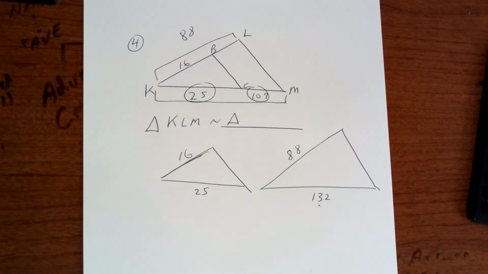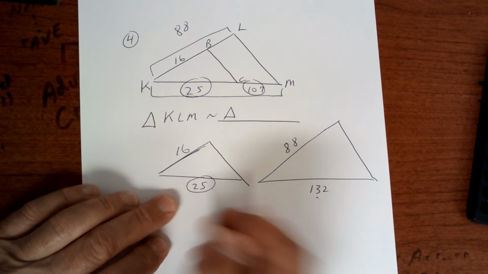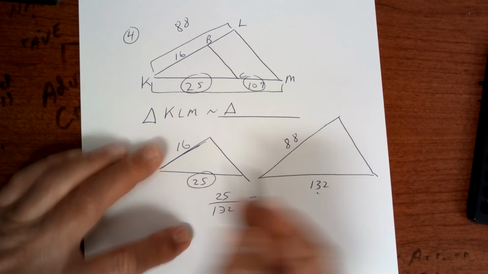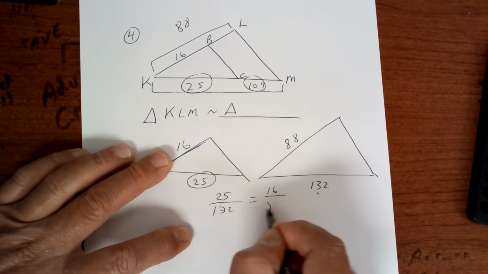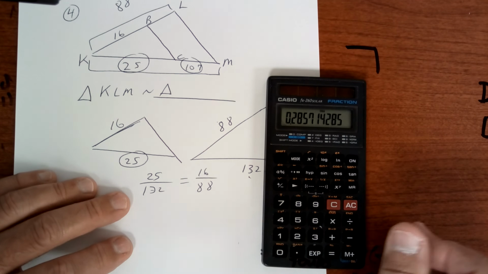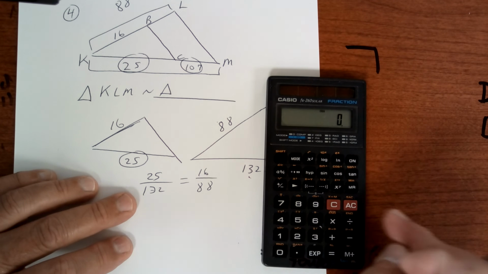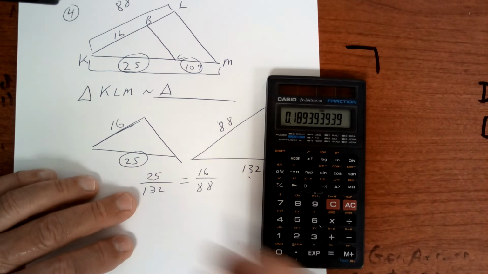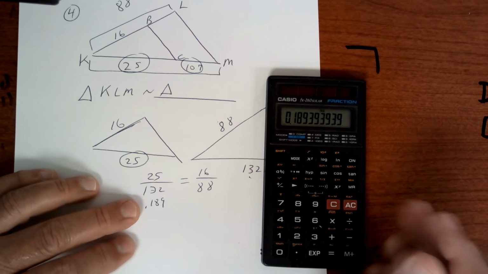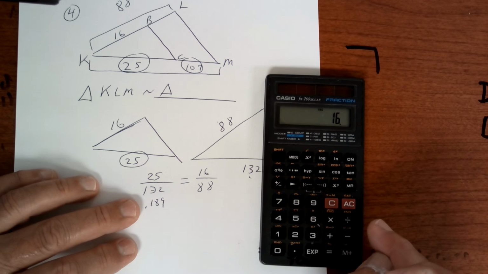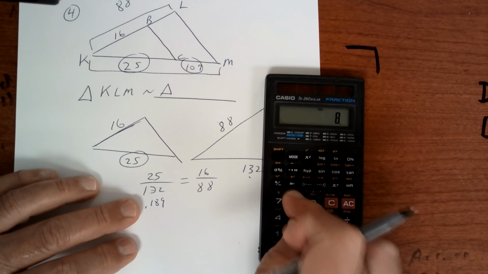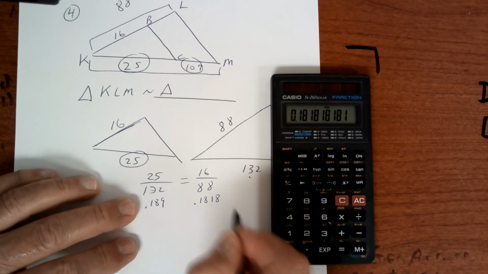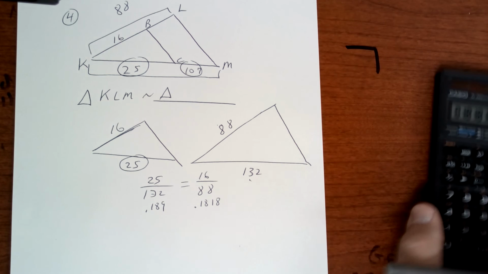So let's set it up. We're going to take the bigger one, which is 25, and we're going to set it over the bigger one, which is 132. Then we're going to take the smaller one, 16, and we're going to set it over 88, and we're going to get our calculator, and we're going to see if this works. Okay? So we're going to take 25, divide it by 132, and we get 0.189 and some change. This one we're going to take 16, and we're going to divide by 88. And when we do that, we get 0.1818. So these are not similar. The sides are not proportional, so we're going to say not similar.